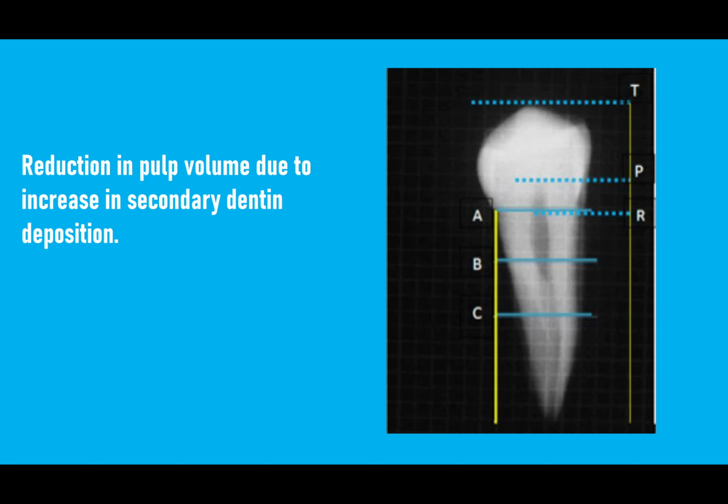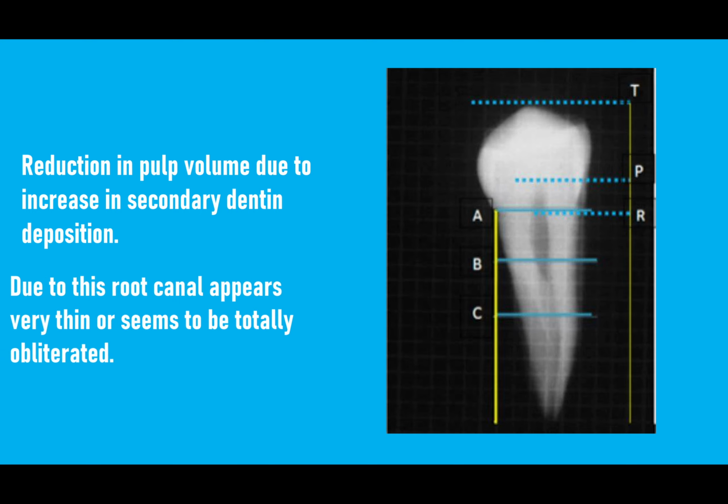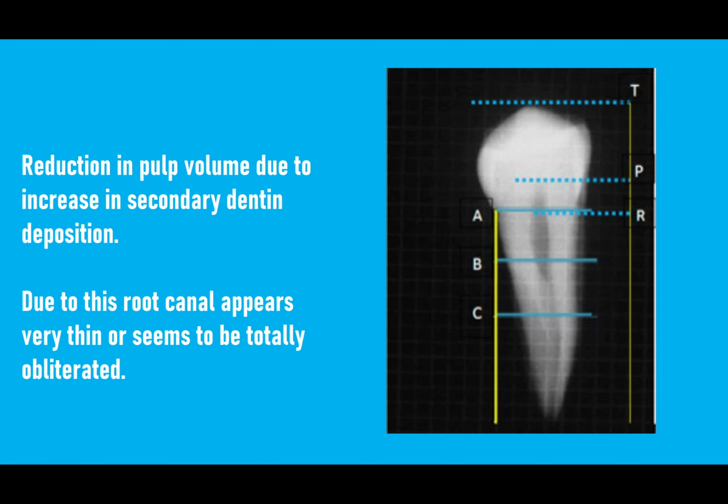So production of secondary dentine causes a reduction in pulp volume. Due to this production of secondary dentine and decreased pulp volume, the root canal appears very thin. As you can see there, the root canal appears very thin on radiographs and sometimes totally obliterated. At this area, this is totally obliterated. It is not actually a pulp stone. This is because of secondary dentine that gets deposited with age.